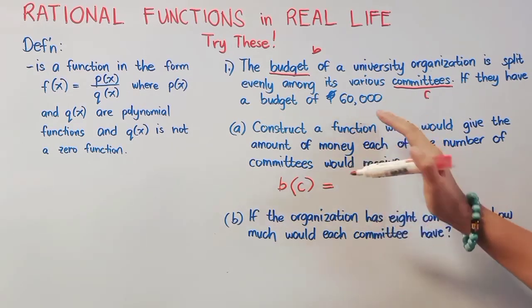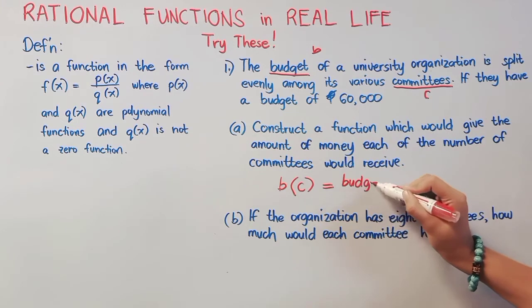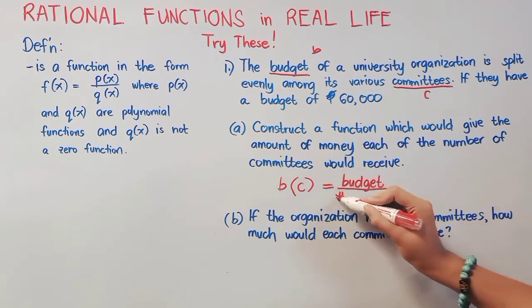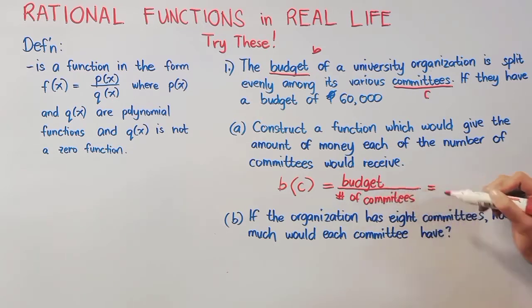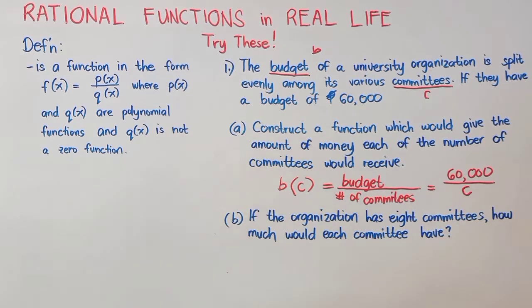So, our budget will be divided equally to the number of committees that the university organization have. Now, our budget is fixed at 60,000 and we don't know yet the number of committees, so we'll just have to place C.